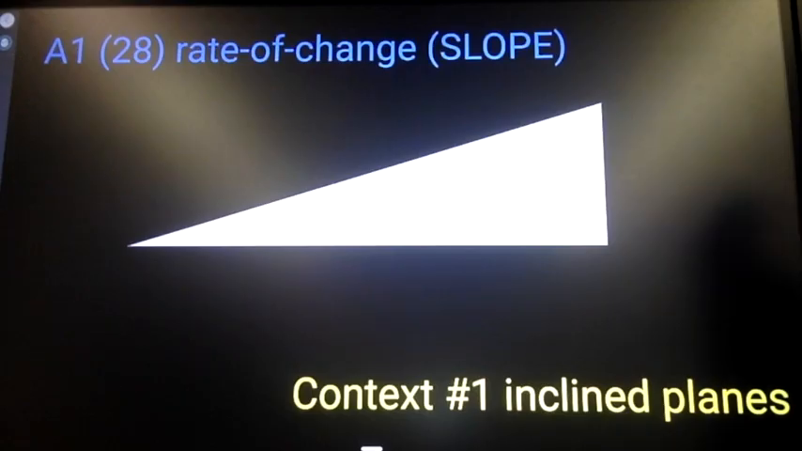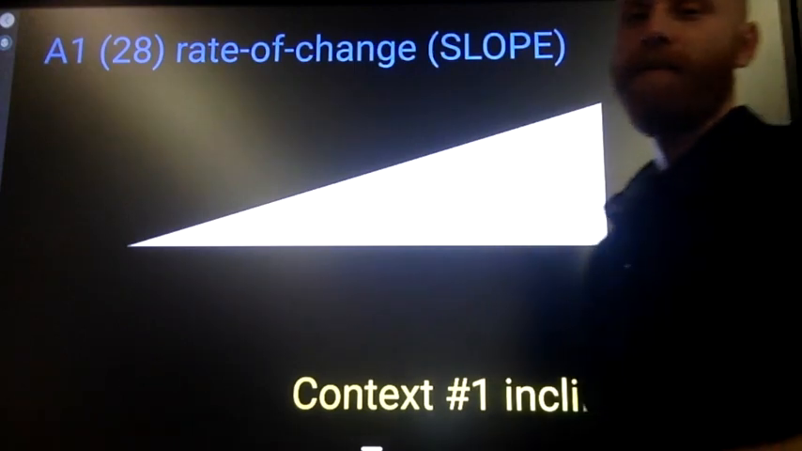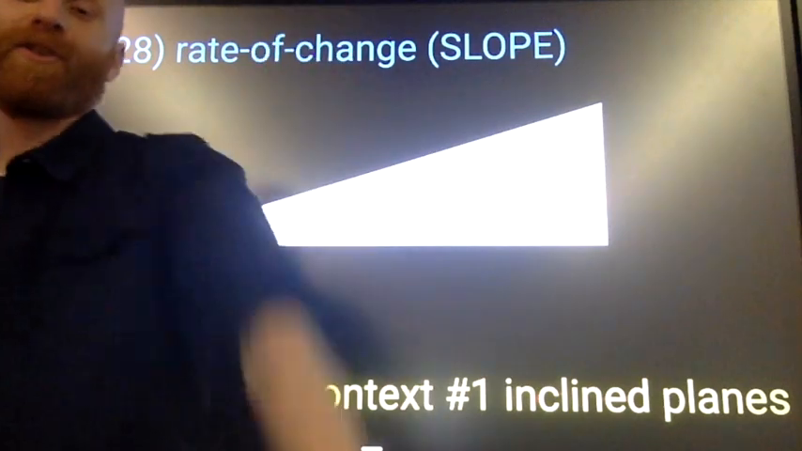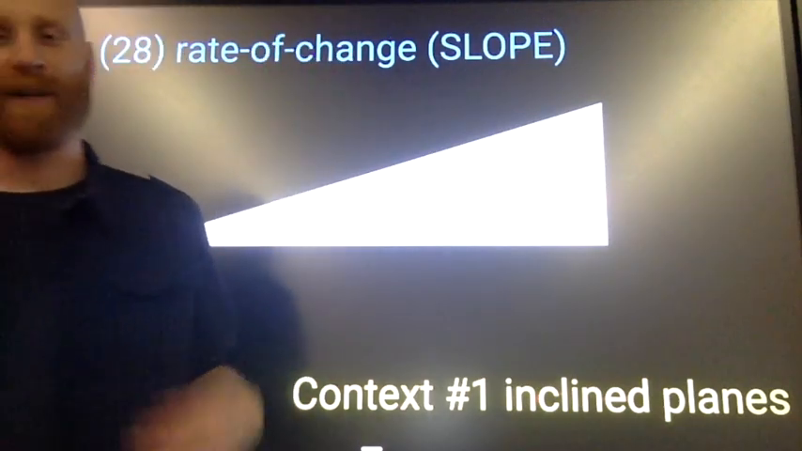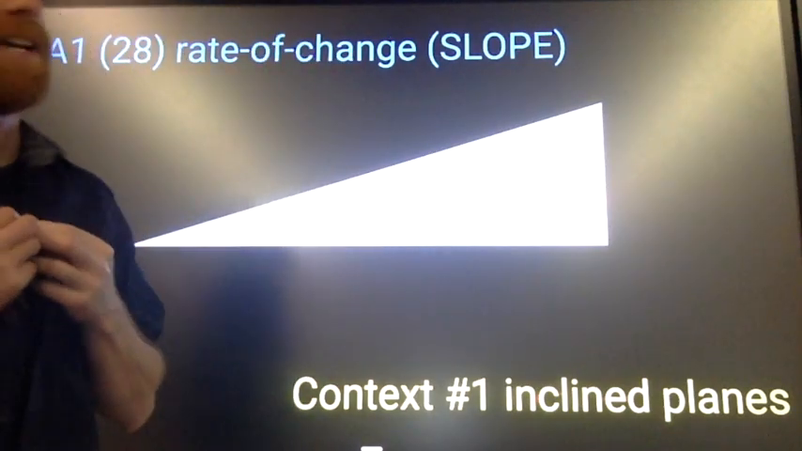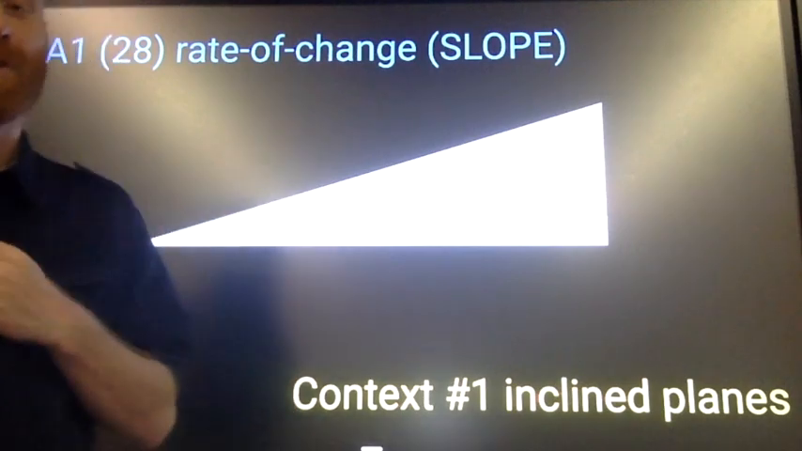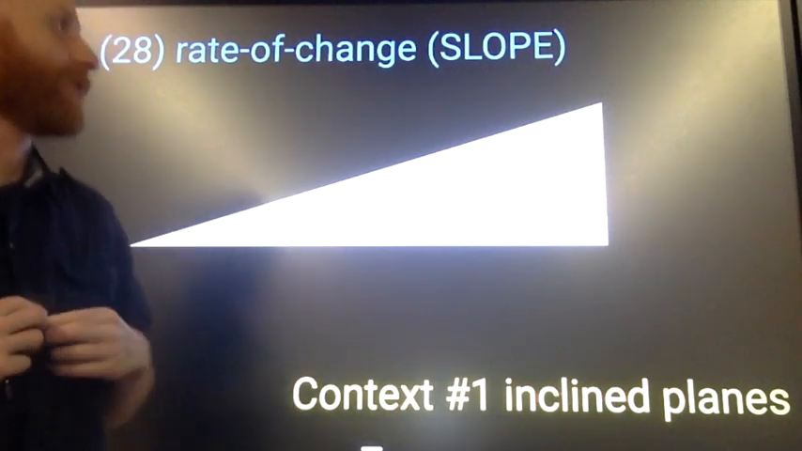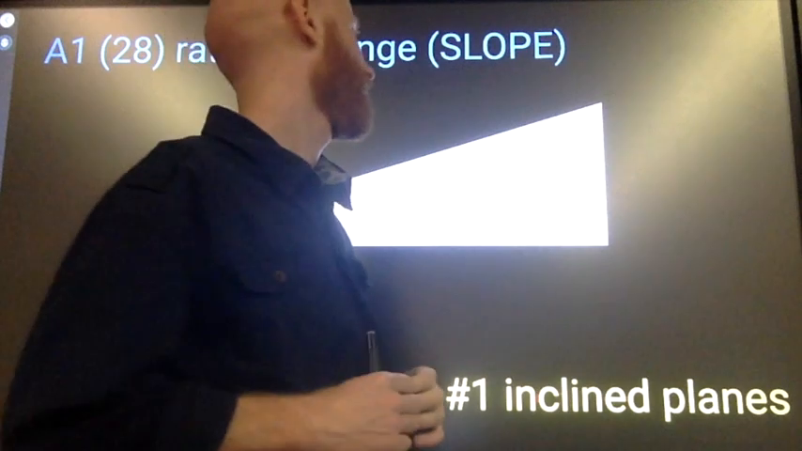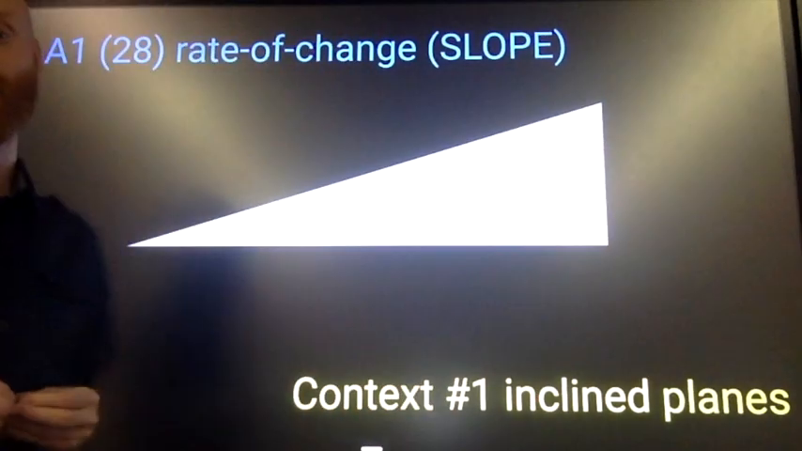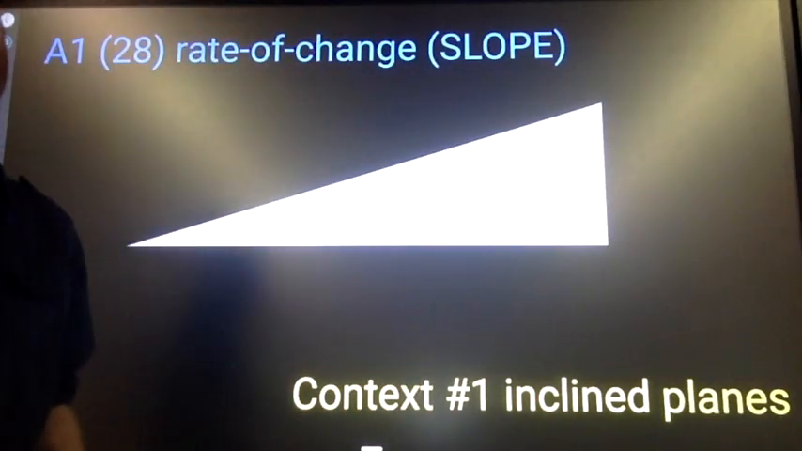Rate of change, one of the biggest ideas in mathematics, one of the biggest ideas in algebra. You're going to see this come up over and over and over again. You're going to see it in geometry. Rate of change is not going to disappear anytime soon. So it would do you well to learn this well.